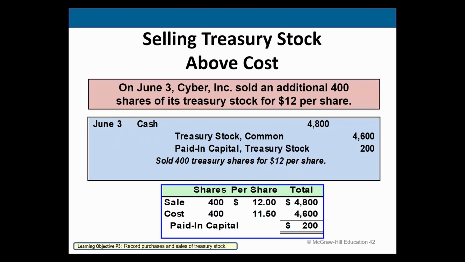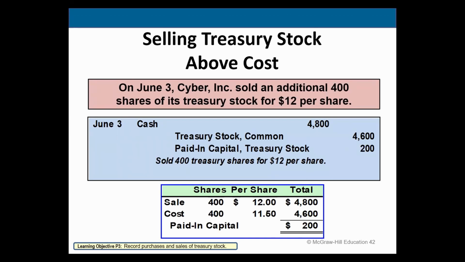Now, selling treasury stock above cost. If treasury stock is sold for more than cost, the amount received in excess of cost is credited to the paid-in capital treasury stock account. This account is reported as a separate item in the stockholders' equity section. No gain is ever reported from the sale of treasury stock.